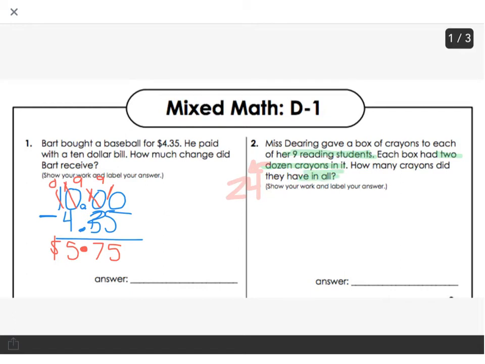That "in all" is a pretty big clue word that tells me we are going to, in the end, add. So what we're going to do is figure out how many crayons we have if we have 9 groups of 24. There's a few strategies you could use to solve this. You could set up a multiplication problem in standard form. You could set up an area model of 24 times 9, or you could draw a picture showing 9 groups of 24. However you choose to solve this problem, make sure to show your work in the open space and write your answer on the line below.